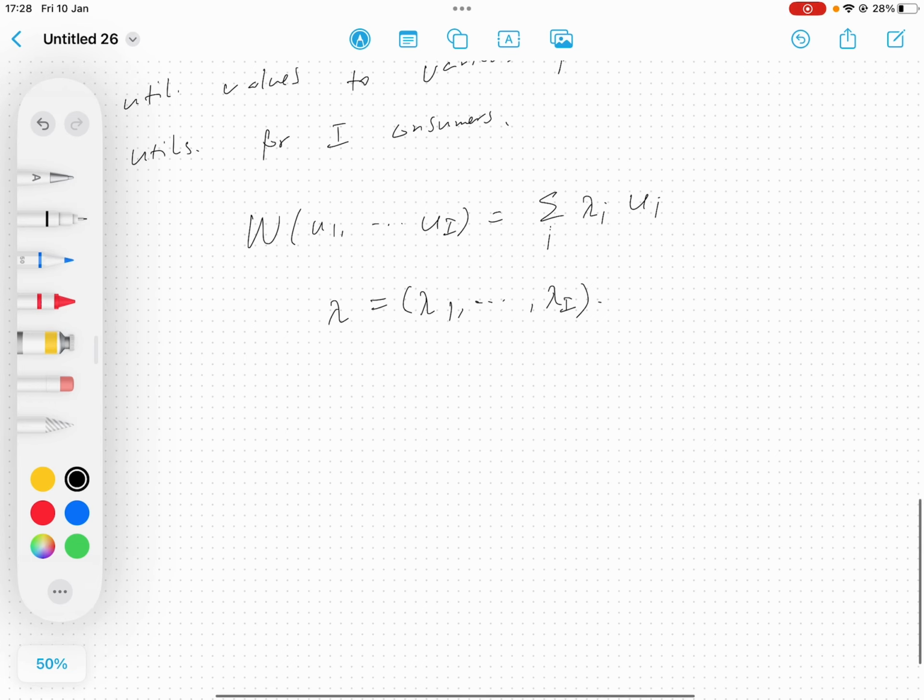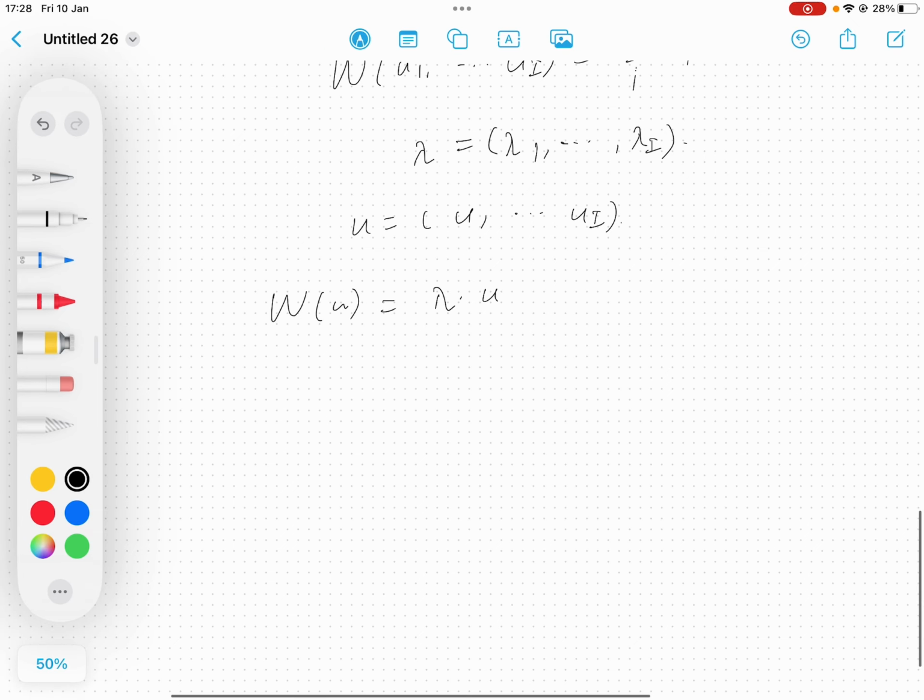All right. And if we want to let this u also be a vector, then this W(u) can be written as lambda u. Because social welfare should be non-decreasing in the consumer utility levels, we assume that the lambdas are greater than or equal to 0.